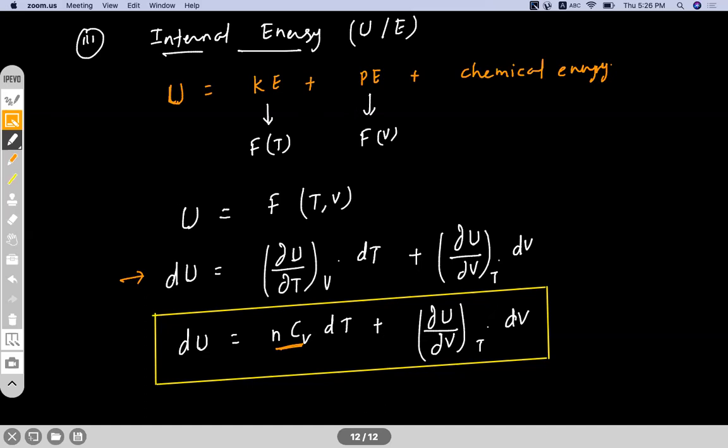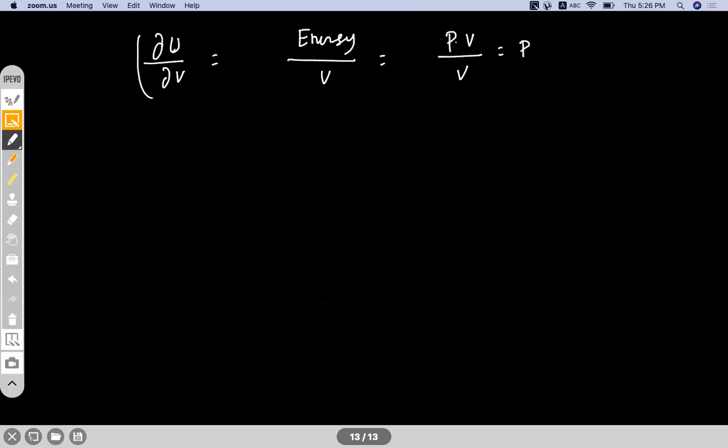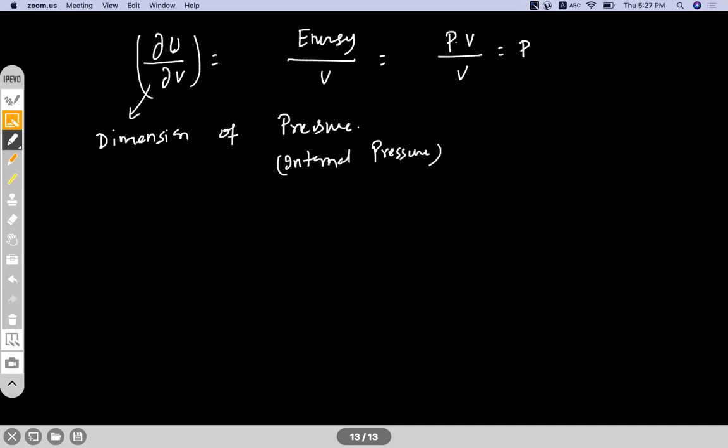What is this term? Dou U by dou V. Let me go to the next slide and make you understand this first. Dou U by dou V, if you see, what is U? U is the energy. Energy by volume. Volume, let it be V only. And energy we can write as P into V, because P into V is work done, and work done is nothing but energy. So this becomes P finally. Dou U by dou V has the dimension of pressure. In fact, it is the internal pressure of the gas.